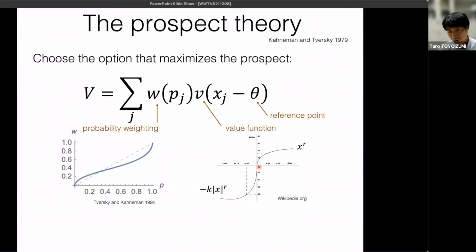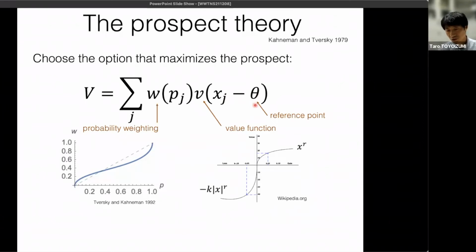The detail of the functional form is not so important, but sometimes people use a power function like x to the power of r to describe this function. And the third factor is the so-called reference point with which the monetary gain is measured. Sometimes theta equals 0 works, which means the gain is measured with respect to your current asset. That's an easy reference point.